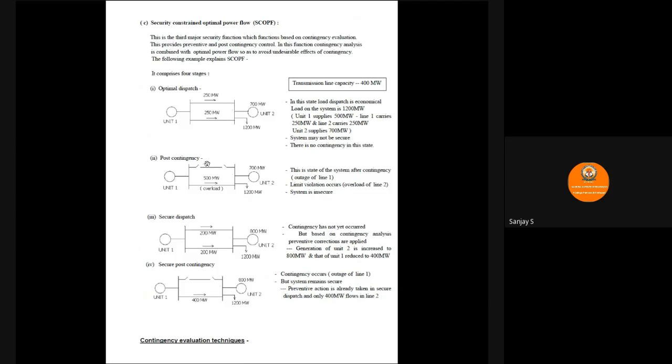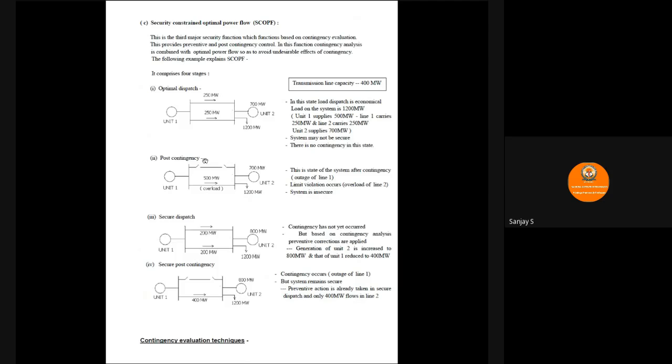Coming to post contingency. Post contingency means after the occurrence of contingency or failure. What failure we are simulating here is failure of a transmission line. Suppose if the transmission line 1 breaks due to some reason. Breaks in the sense the power supply may be cut off, or there may be a physical breakage of the line, maybe a physical damage, or it may be due to some overcurrent, it would have tripped.